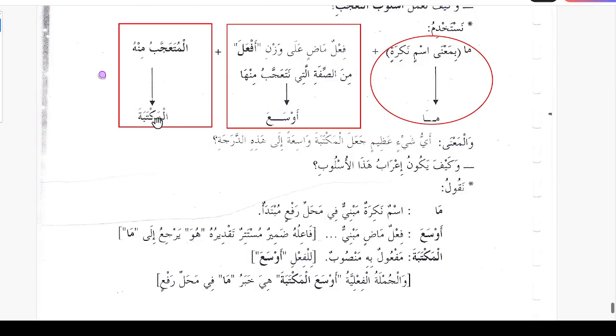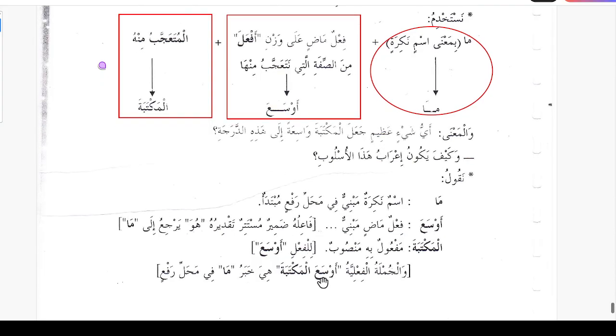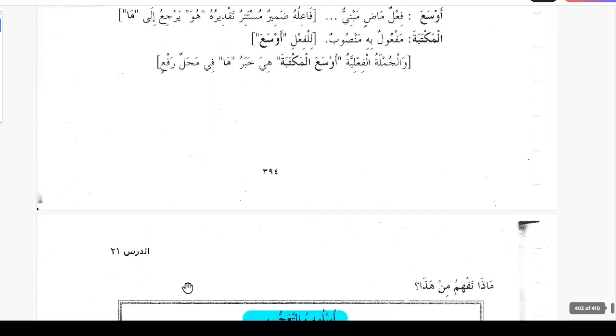And maktaba is maf'ul bihi mansubun lil fi'li awsa. Mansub because it's the maf'ul bihi of the fi'l awsa. And then these two combine as a jumla fi'liya, awsa al-maktabata, which is khabru ma fi mahalli rafin. So this becomes khabru ma fi mahalli rafin. So that is the brief summary of uslubut ta'ajjubi.